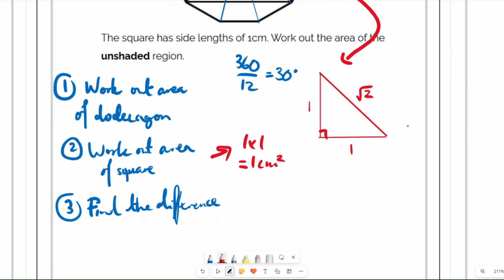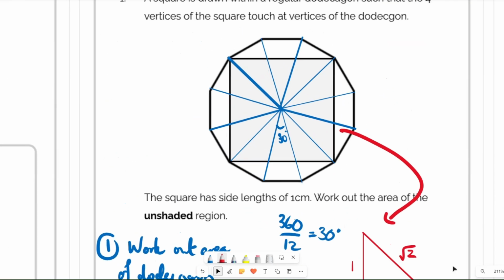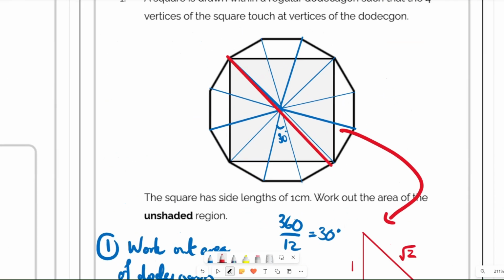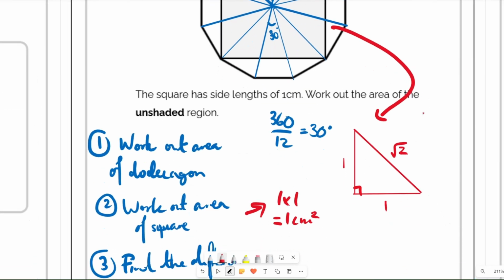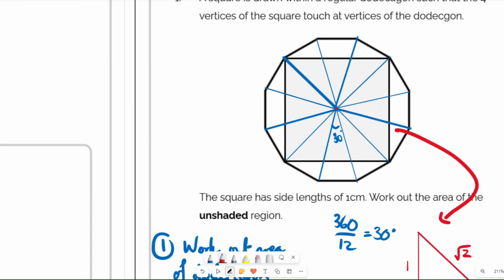So 1 squared, I'll just show you. 1 squared plus 1 squared equals 2. And then the square root of 2 equals, well, square root of 2. So we're just going to keep it as that. So we know that this whole length here is the square root of 2. But we only want this half here. So we're just going to take that square root of 2 and put it over 2, halving it, right? I'm going to do that in red here. So we've got square root of 2 over 2, root 2 over 2, like that.